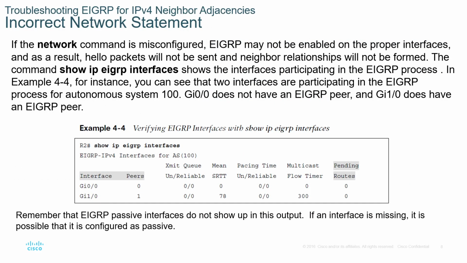Next up is our network statements. So within the show IP EIGRP interfaces on our gigabit 0/0, it tells us we've got 0 peers. This tells us that we're potentially in conflict with our network statements. Now, it could be the network statement is wrong, or it could be a mismatch in the IP addresses on the shared interface. So that's our starting point.